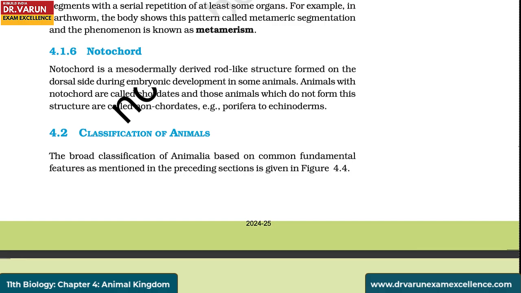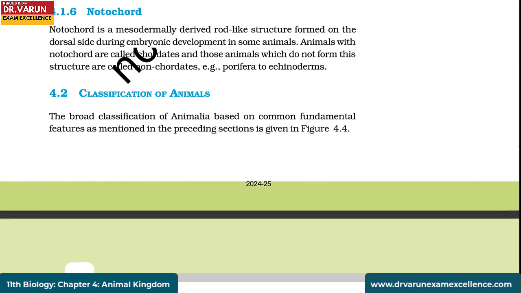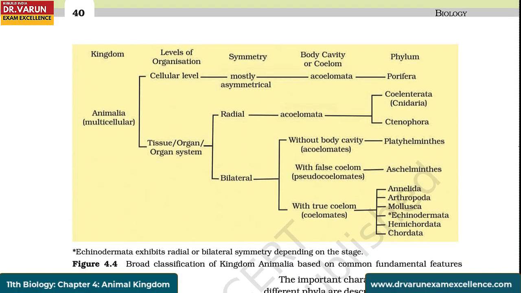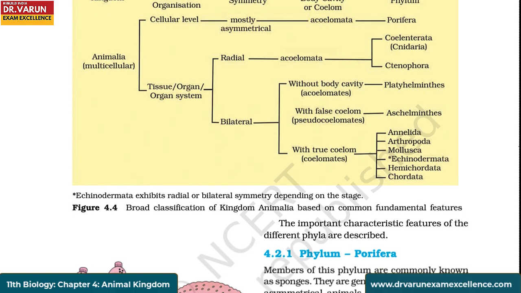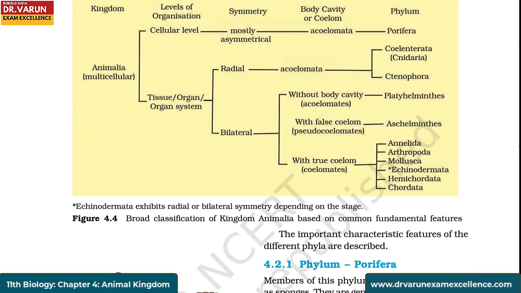Example, porifera to echinoderms. Classification of animals. The broad classification of animals based on common fundamental features as mentioned in the preceding sections is given in figure 4.4. So, animal kingdom Animalia is divided based on the cellular level of organization into cellular level and tissue or organ system level.